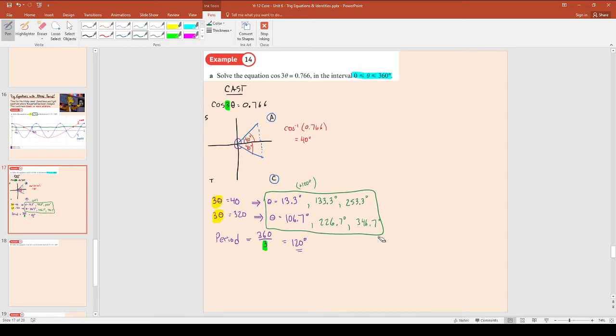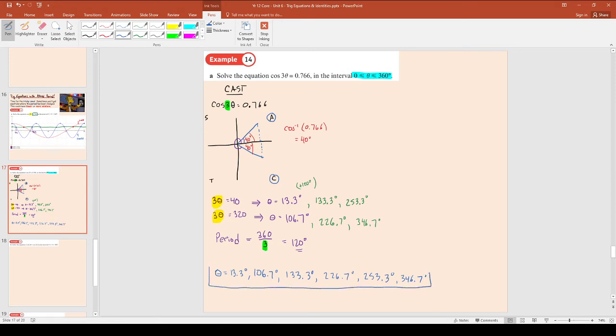Now, because we want to make our examiners love us, and we want to make sure that we're getting all the marks we can, to make it simpler for your examiner, you'll write them out in order from smallest to biggest. So that means 13.3 is an answer, 106.7, 133.3, 226.7, 253.3, and 346.7 degrees. That is the answer to this entire monstrosity of a question.